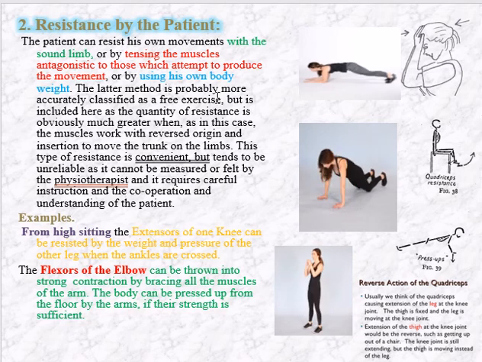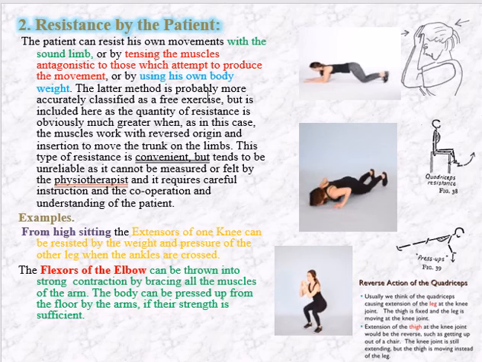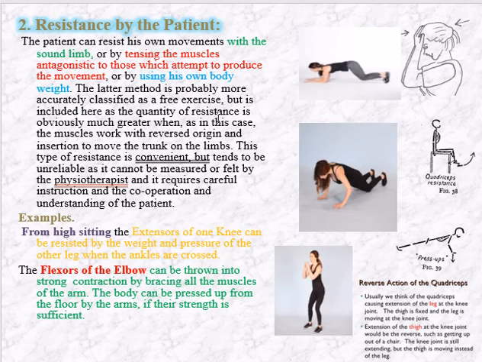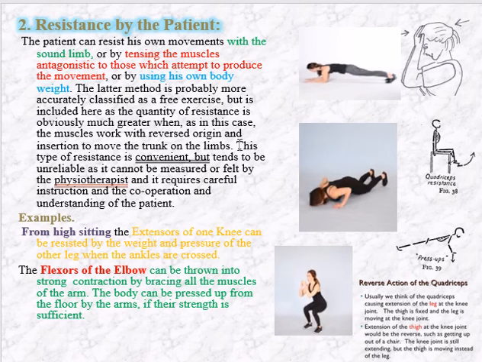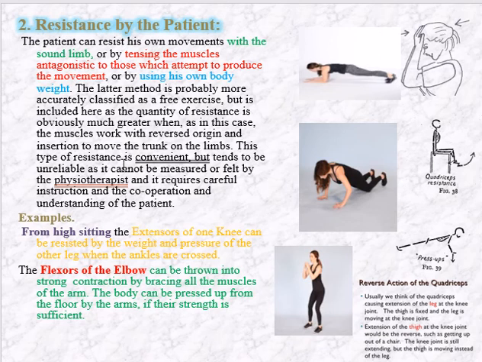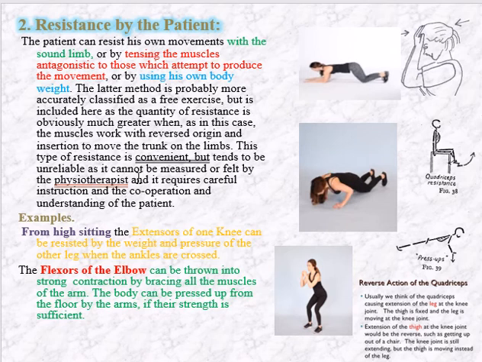The latter method is probably more accurately classified as a free exercise, but is included here as the quantity of resistance is obviously much greater when, as in this case, the muscles work with reverse origin and insertion to move the trunk on the limbs. This type of resistance is convenient but tends to be unreliable, as it cannot be measured or felt by the physiotherapist, and it requires careful instruction, cooperation and understanding of the patient.